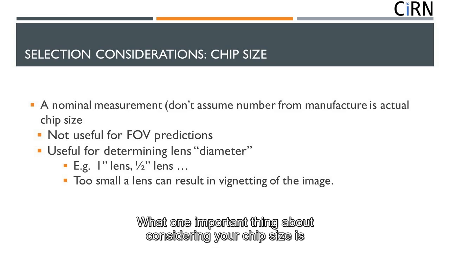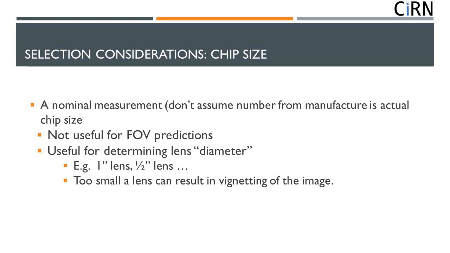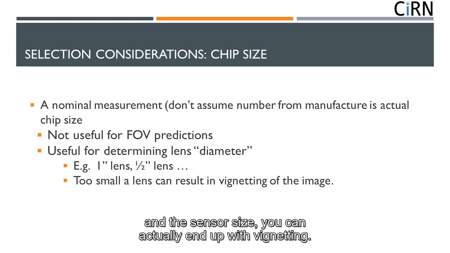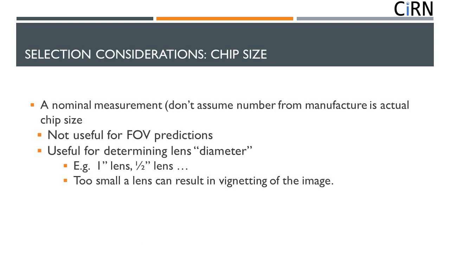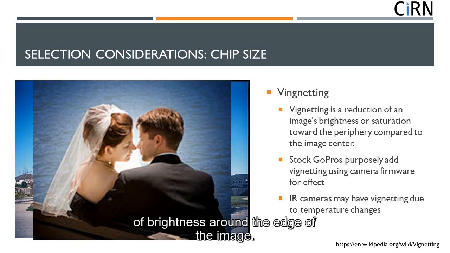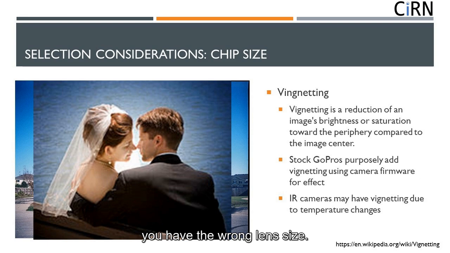One important thing about considering your chip size is actually knowing what the true chip size is when you're going to purchase your lens, purchasing your lens separately, because if you make a mistake between the lens you purchase and the sensor size, you can actually end up with vignetting, and I'll show you an example of vignetting in a second. So this is an example of vignetting, and it's a reduction of brightness around the edge of the image, or you can actually accidentally block off part of the image if you have the wrong lens size.